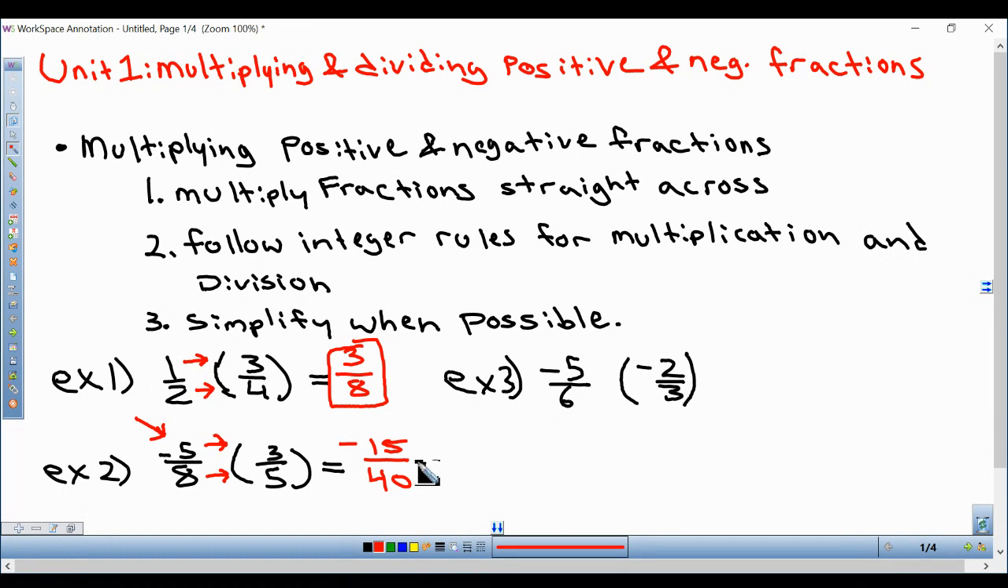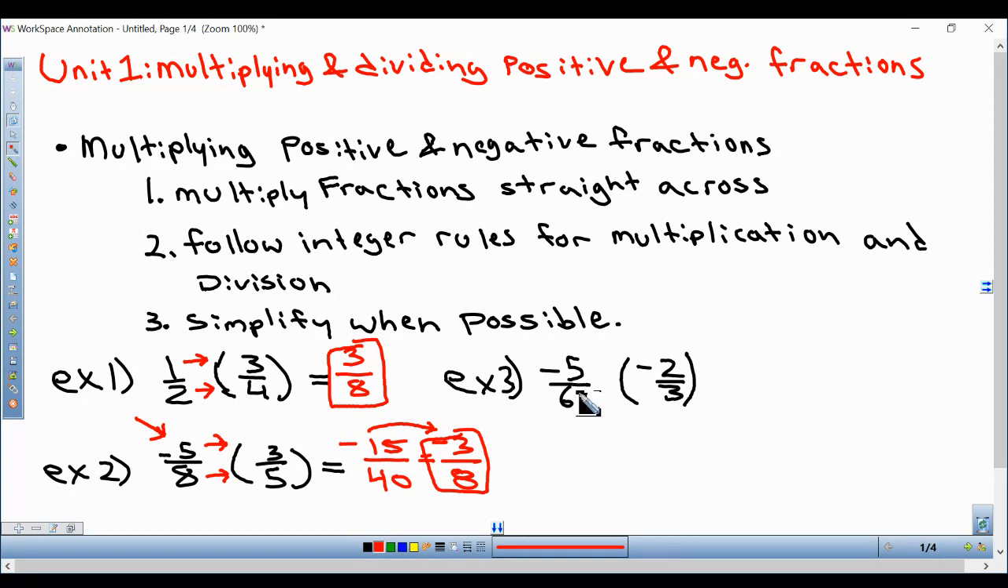But we're not through yet. This number can be simplified. So what number goes into 15 and 40? 5 does. 5 goes into 15 3 times. We're still going to bring our negative sign over. And 5 goes into 40 8 times. So our answer is negative 3/8. Negative 3/8.